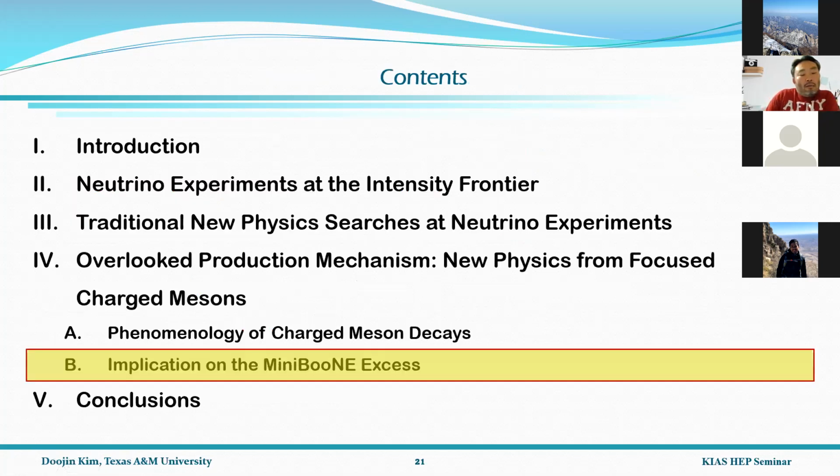Okay, so I think we are ready to discuss the implications of this charged meson three-body decay on the MiniBooNE axis. Doojin, I just checked the PDG book and found the pion decay to muon plus neutrino plus missing energy is limited by 9 to the minus 6. Yeah, so I will talk about... Oh, I see. Yes, that's one of the general things to check. Great. Okay.